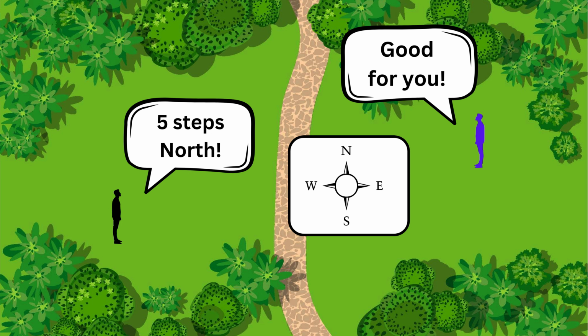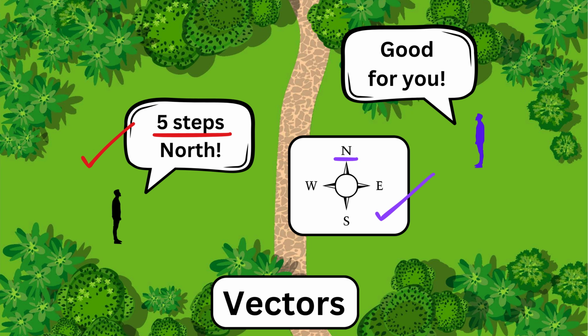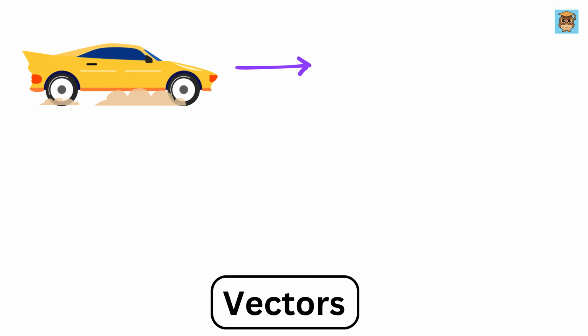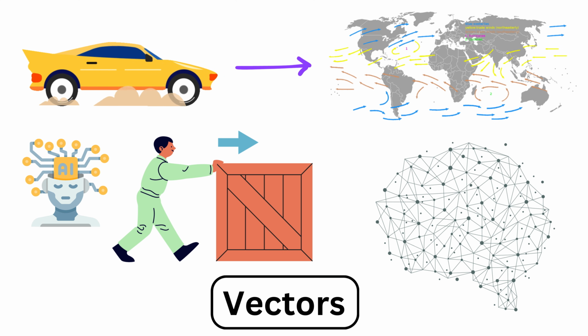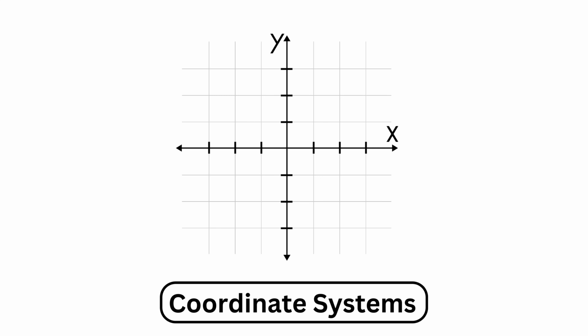Suddenly, it makes sense. You have given him both a number, or 5 steps, and a direction, which is north. This is the basic idea of a vector, a quantity that tells how much and in which direction. Vectors are everywhere. They describe how cars move, how the wind blows, how forces act, and even how artificial intelligence makes decisions.